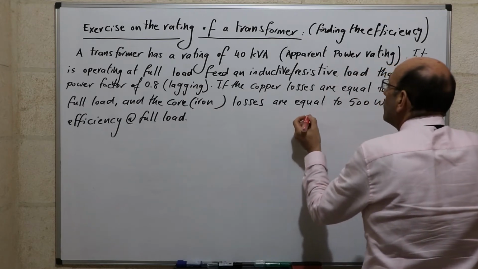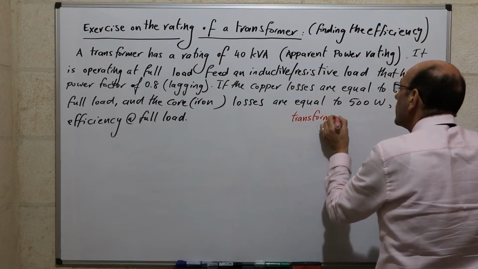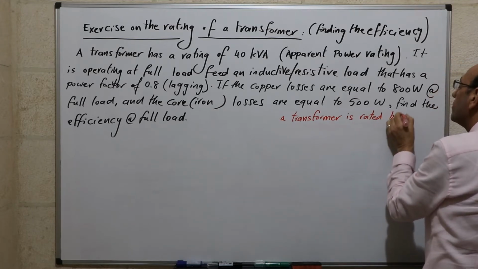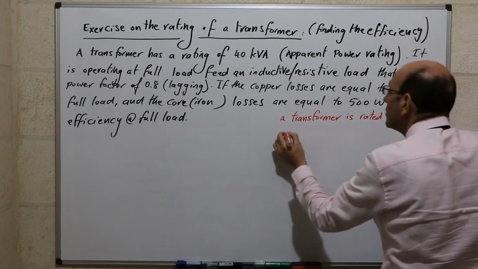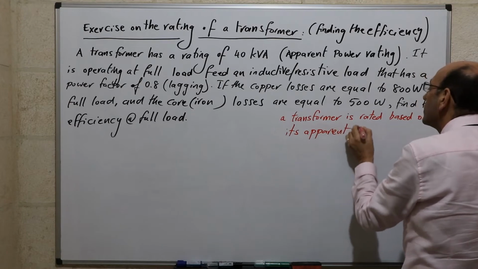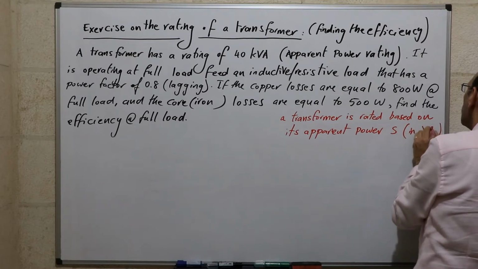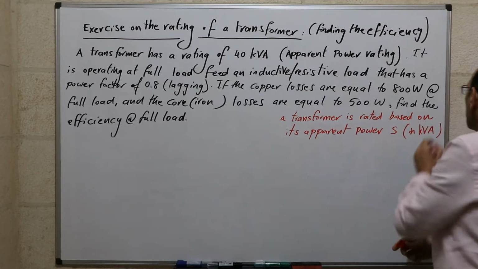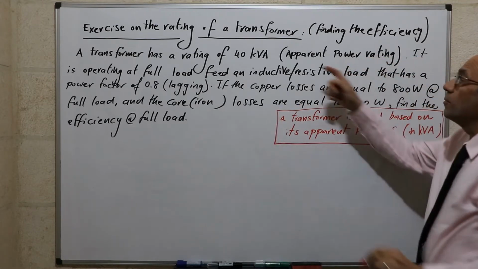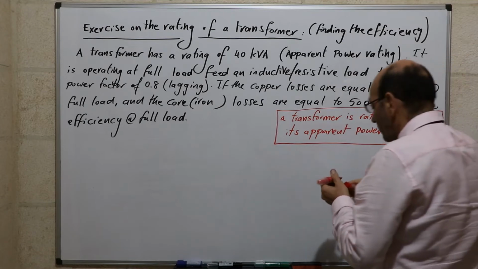point, that the transformer is rated based on its apparent power. So a transformer is rated based on its apparent power S in units of volt amps or kVA. So that's an important conclusion from here, which is the rating of a transformer is based on the apparent power rating.